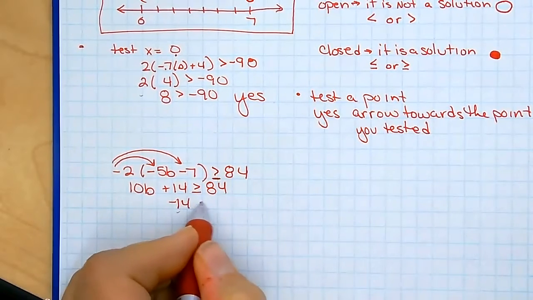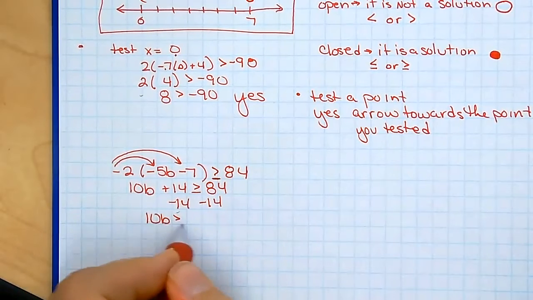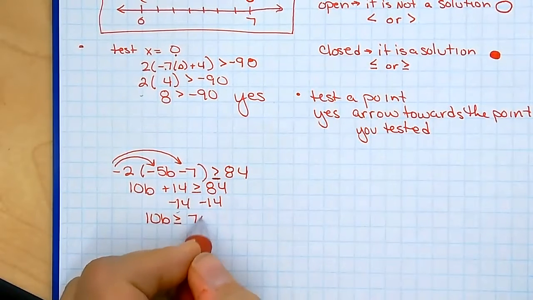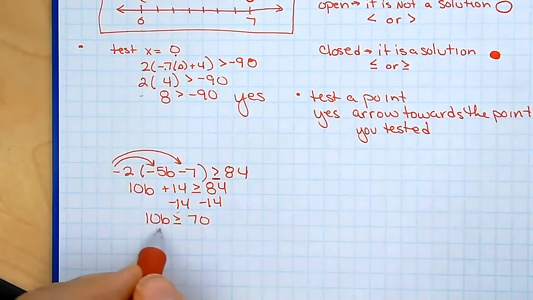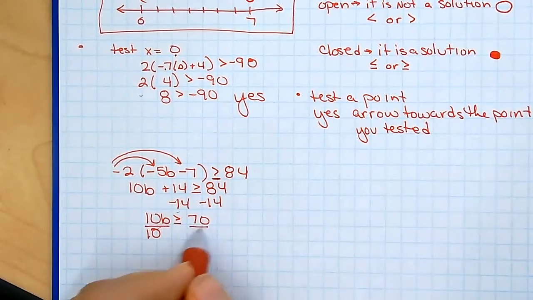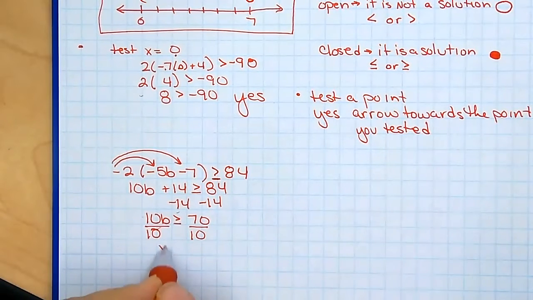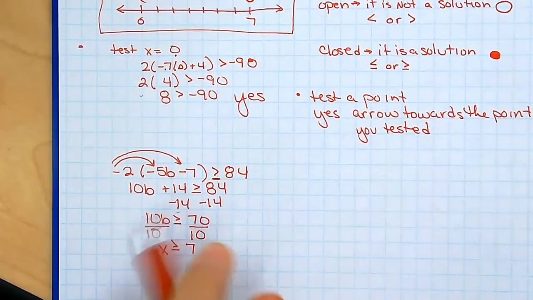Minus 14 and 10b is greater than or equal to 70. Divide by 10. Now this time we divided by a positive, so we don't change anything. So it's b is going to be greater than or equal to 7.